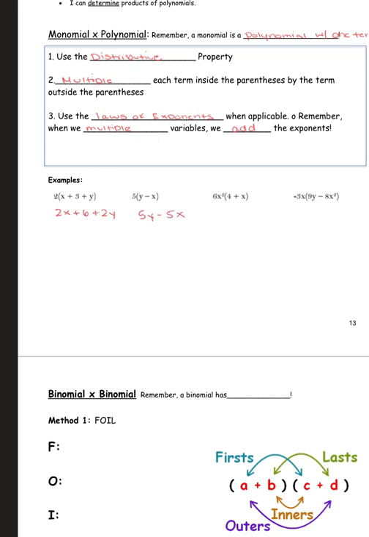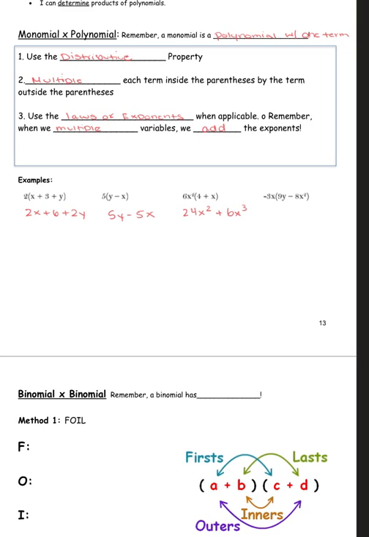For the third one, now I have that exponent, so I have 6x squared, and it's being multiplied by my 4 and my positive x. So I would get 24x squared plus my 6 would stay the same, but now I have to apply my laws of exponents. So I have x squared times x. Remember, anytime you are multiplying like bases, you add the exponents. I would get 6x cubed.